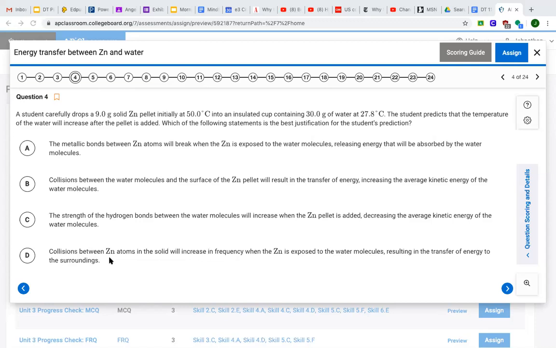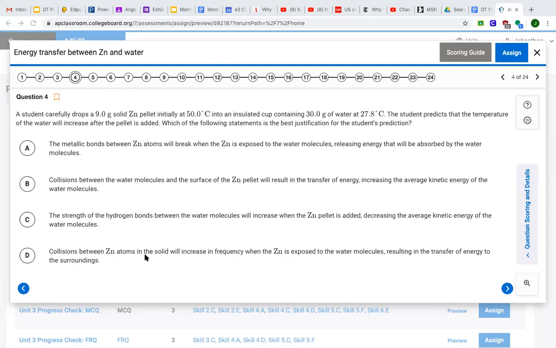D, collisions between zinc atoms in the solid will increase in frequency when zinc is exposed to water molecules. No, the zinc atoms are actually going to collide less with each other or vibrate less because their temperature is going to go down. So also, they're not going to somehow bounce into each other more because they've been added to water. Okay?